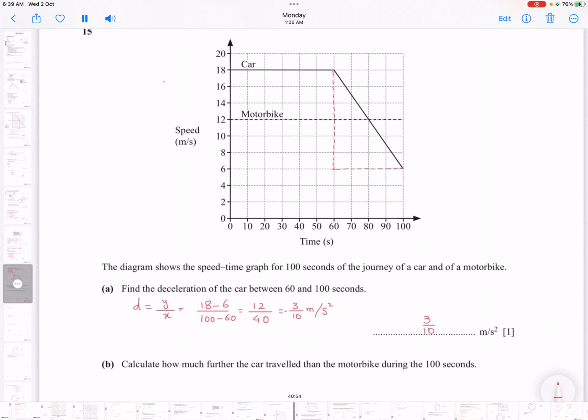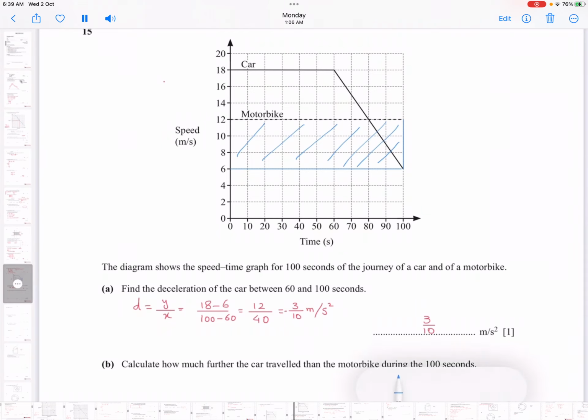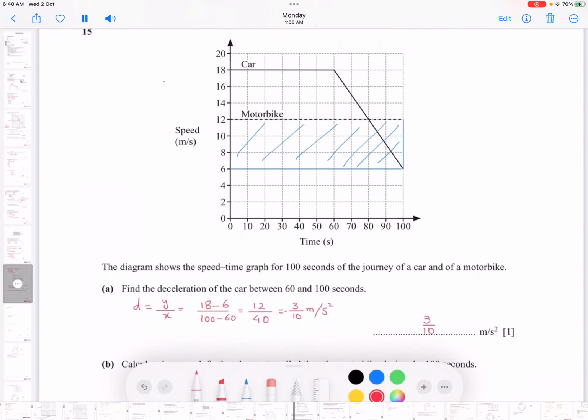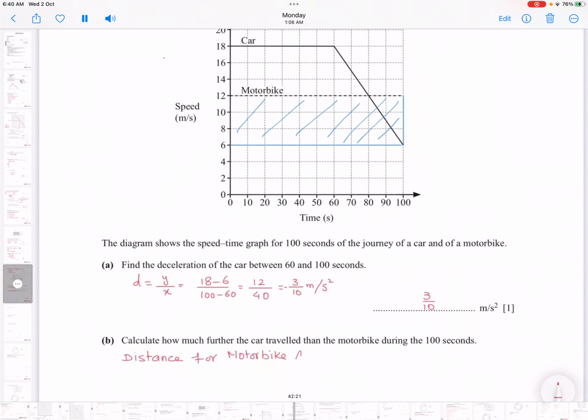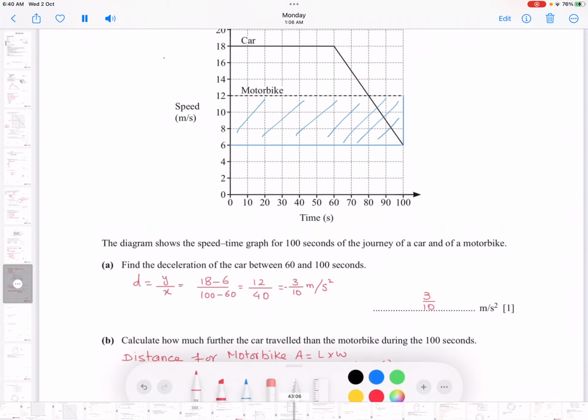Calculate how much further the car traveled than the motorbike during the 100 seconds. So calculate the area under the graph, which would be the distance. So first calculate the area under the graph of motorbike, which is this, in the shape of a rectangle. I shaded it with the blue color. So length into width would be the area, which would be the distance. So distance for motorbike, length into width, so 100 into 12 minus 6, which is 6, so 600.